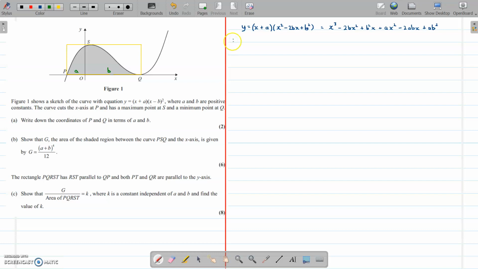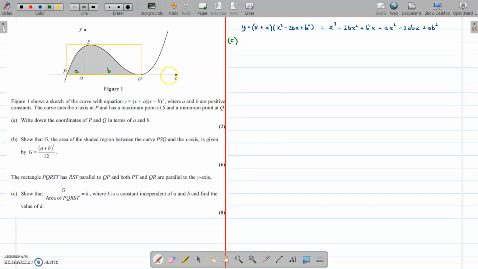In part C we have to show that the ratio of this grey shaded area to the area of this yellow rectangle here is equal to a constant. In other words, it's independent of the values of A and B in this very general question.